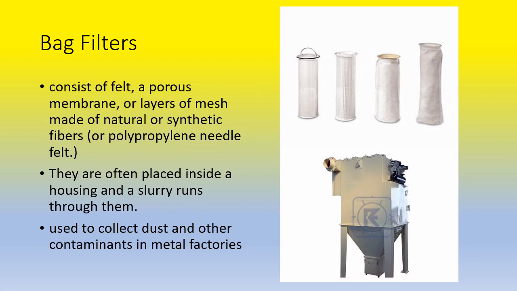Bag filters consist of felt, a porous membrane, or layers of mesh made out of natural or synthetic fibers. They are often placed inside housing and a slurry runs through them. They're used to collect dust and other contaminants in metal factories. So they are simple filters. They're easily taken out of machines. Some can be used in big machines like this on the industrial level as well, and you can also find them around the home in simple machines.